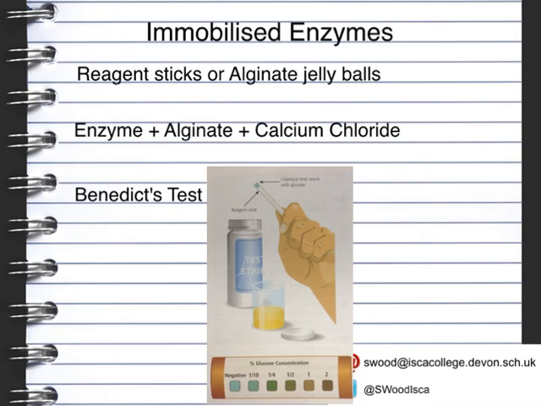Attaching enzymes to the reagent sticks means that you can actually test the urine or the blood to find out whether the sugar levels are high or low, and that can give you an indication of how much insulin you might need to inject. And you can see from the diagram here you've got the immobilised enzyme on the reagent stick, and then you can test the amount of glucose at the end.